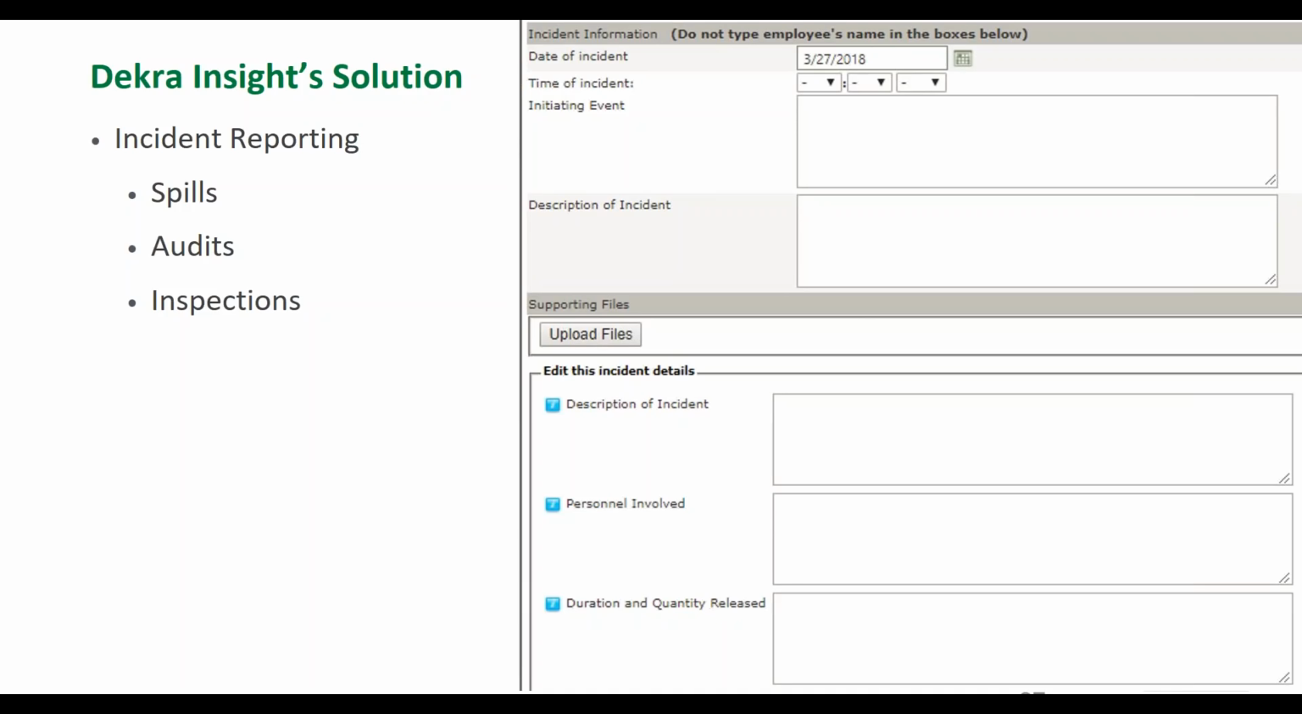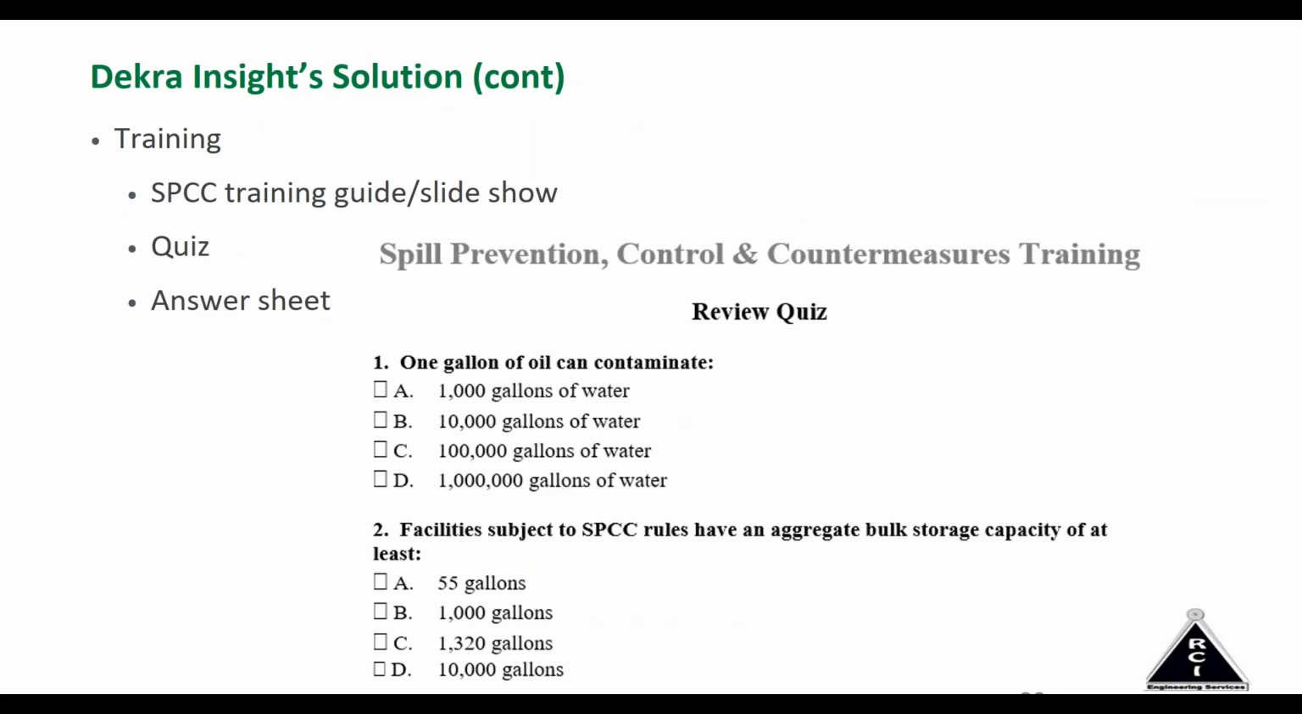In order to help with the refresher training, we do have an SPCC trainer's guide or training guide with a PowerPoint slideshow and then a short quiz, so that you can conduct your annual training. Let the employees take the quiz. You'll have a document and training that also shows comprehension, that the employee understood the material. So it's a good way to document that training requirement.